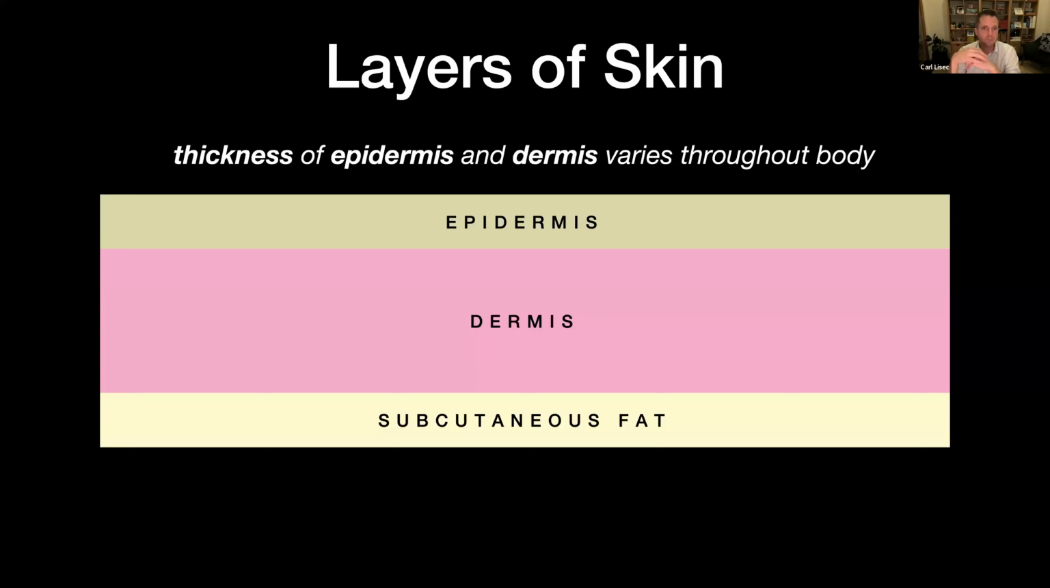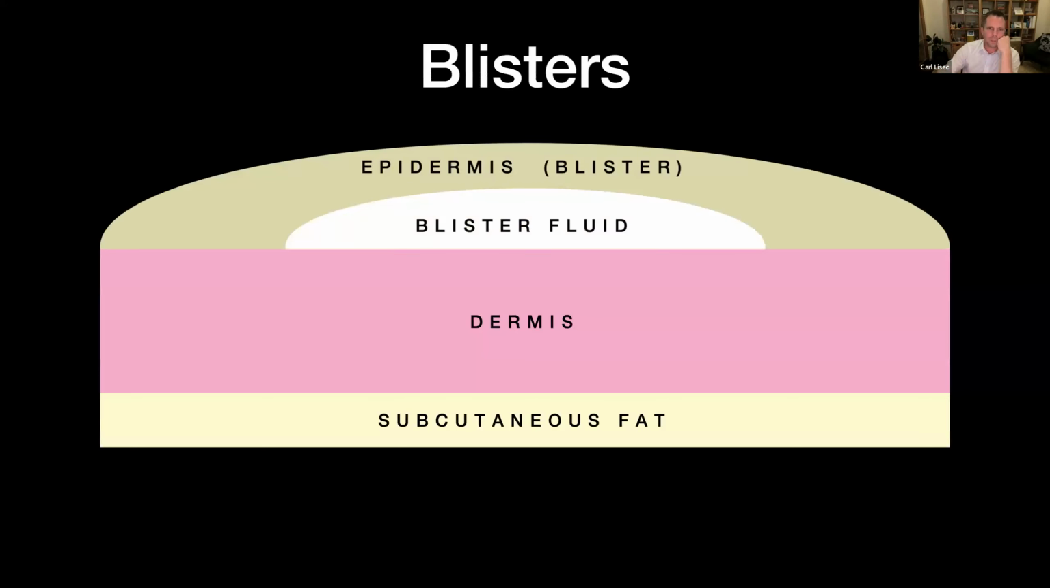In the eyelids, for example, I guess the epidermis will be very, very thin, but also the dermis will be very, very thin. So a burn in an area of the body that has thin dermis and thin epidermis is probably going to be deeper than that same burn occurring in a part of the body with thick skin. When we have blisters, and again, this is an important concept just to remind ourselves of, the blister fluid accumulates in the space between the epidermis and the dermis.